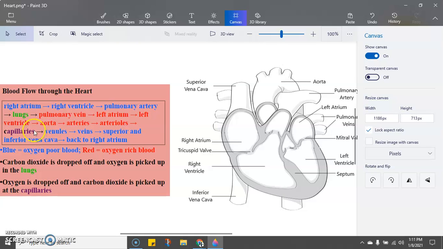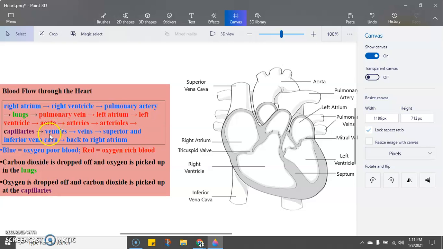Okay, so capillaries is what reaches out to all the different little tiny parts of our body that gives those tissues and organs a blood supply, an oxygen supply. Okay, from there the blood continues to go through the capillaries. This exchange happens, and it's going to make its return trip to the heart.